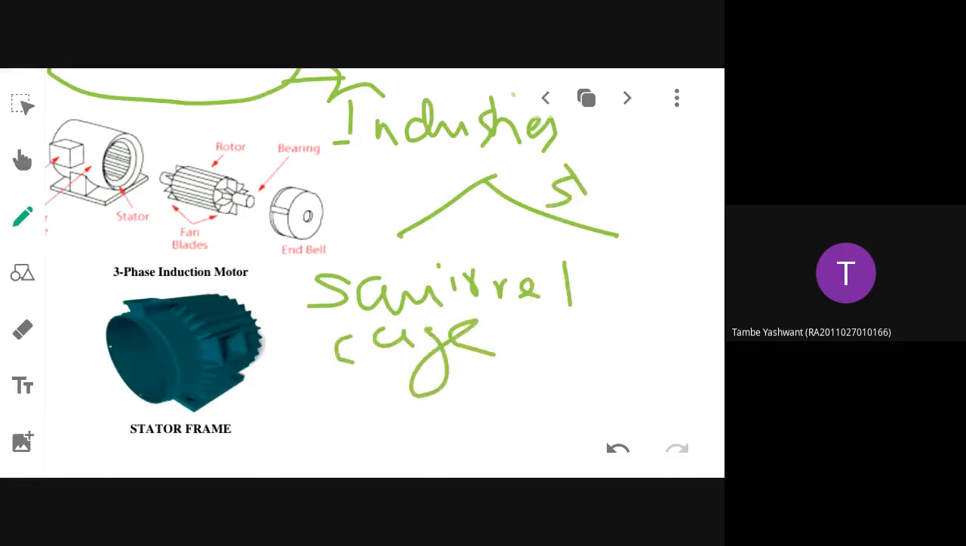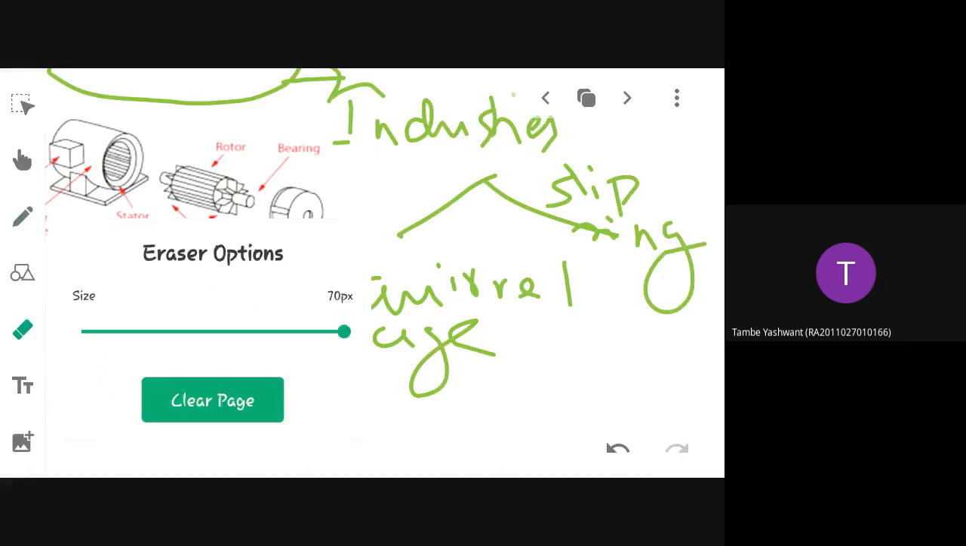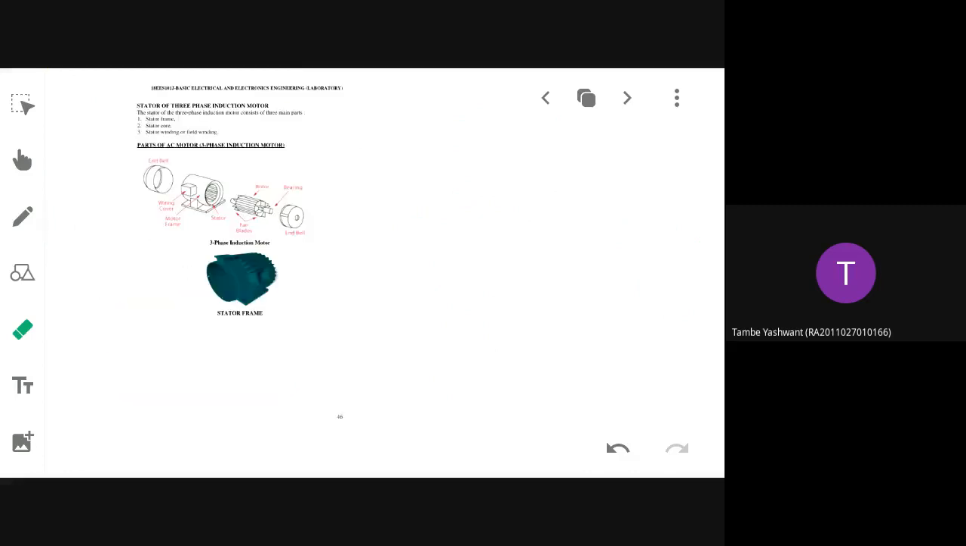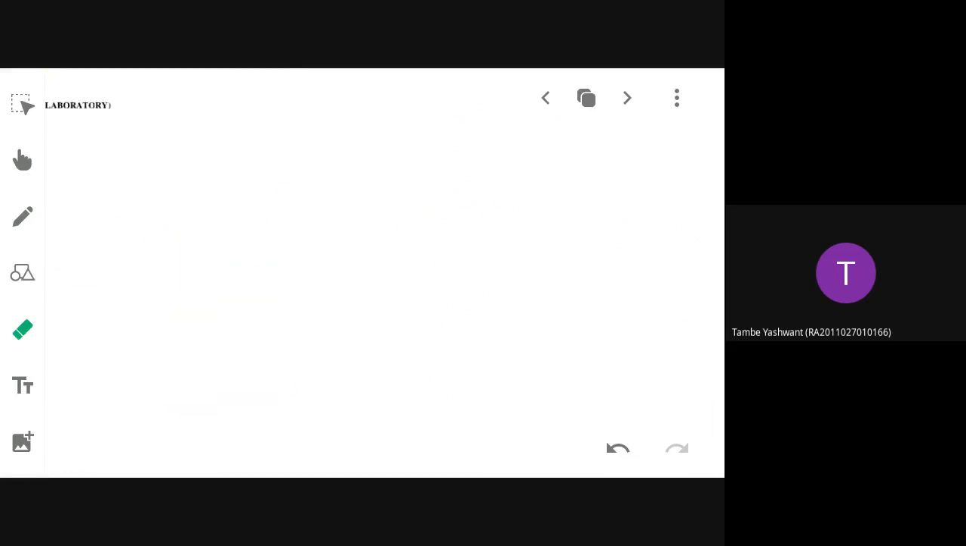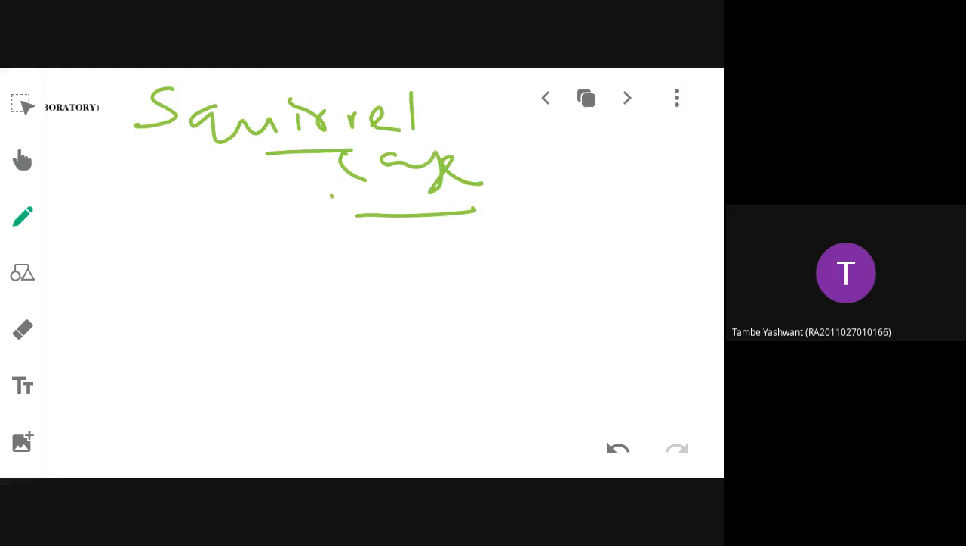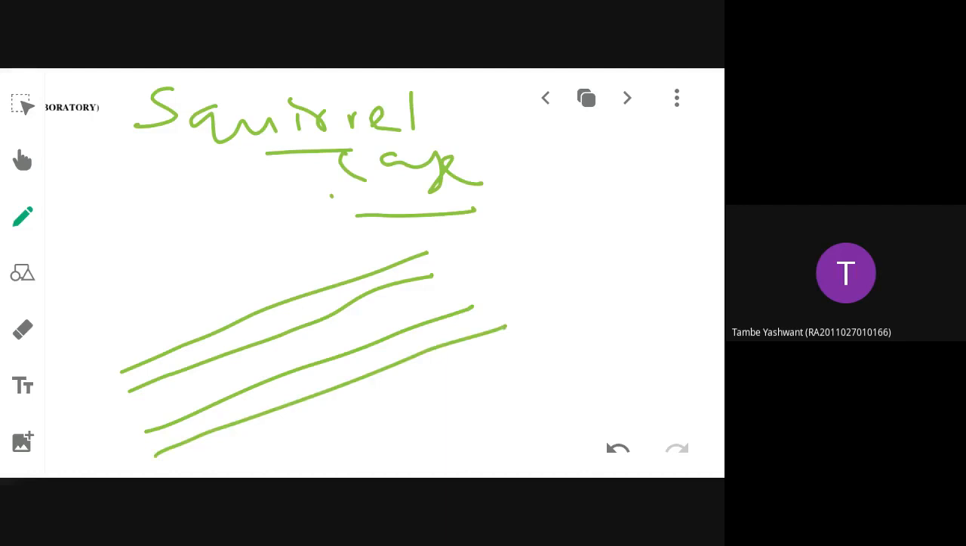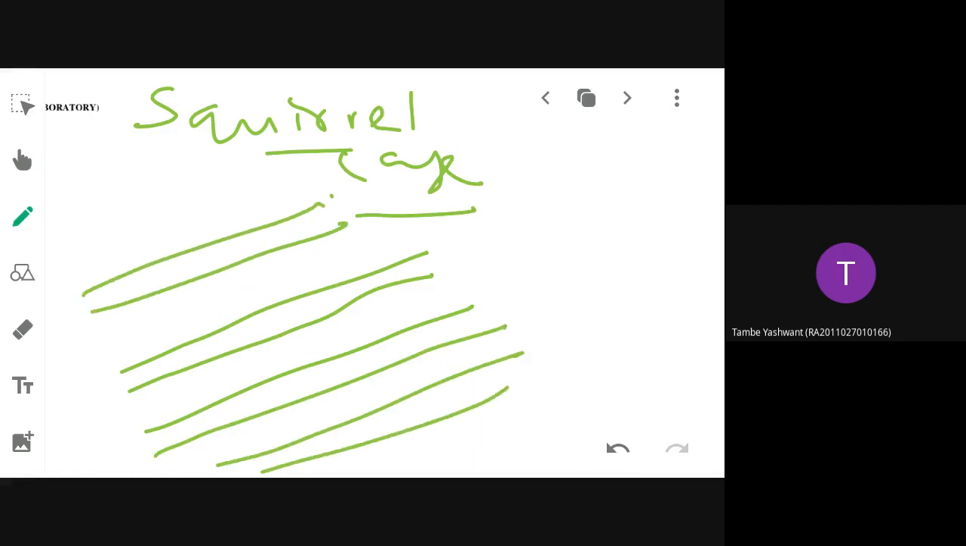Slip ring. Now I'll tell you how they differ in terms of construction. Here also you will have a stator, rotor, everything. But before that, consider a squirrel cage machine. Then you will have some slots. These are the slots. Slots are nothing but empty openings.